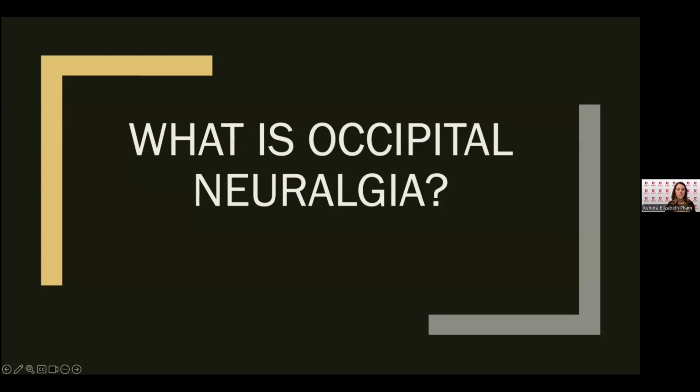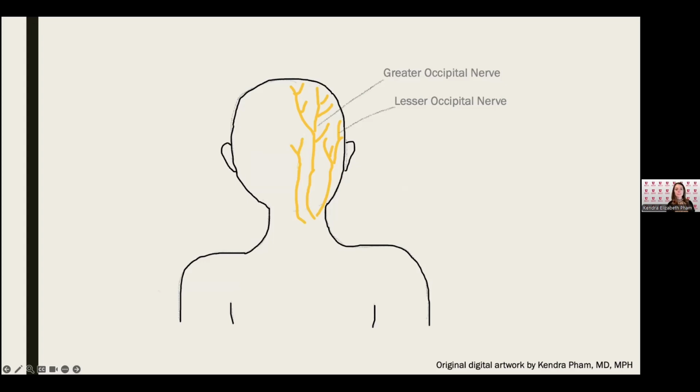Forgive my drawing skills, but this was really challenging to do with a trackpad. But here's a little cartoon diagram of a person, the back of their head. You see these yellow lines that are coming up, and we have labeled here the greater occipital nerve and the lesser occipital nerve. And then the third one that's coming up in the middle is the third occipital nerve.